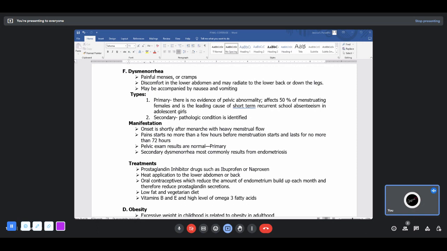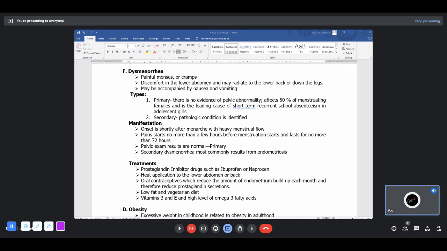For the secondary naman, a pathologic condition is identified. Okay? They have a painful period because of a condition or an infection in your reproductive organs. Hindi yung every magme-mens ka, hindi yon. Sa primary yon. Okay, so kapag secondary, there is a presence of disorder or illness.